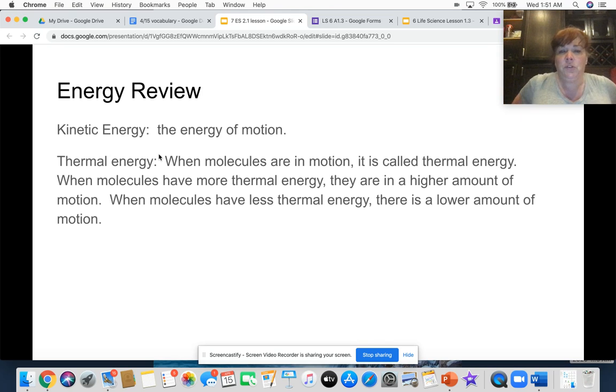So when molecules are in motion, it's called thermal energy. When molecules have more thermal energy, they are in a higher amount of motion. And when molecules have less thermal energy, there is a lower amount of motion. So if we have our scale of solids to liquids to gases, solids have the least amount of thermal energy and gases have the most.